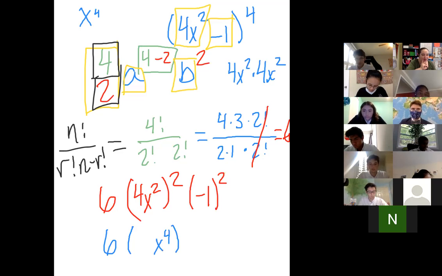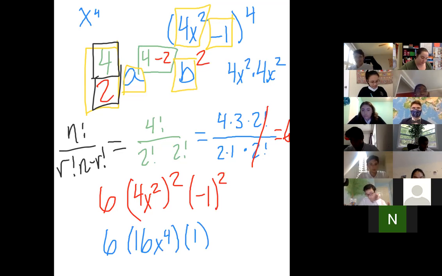Ooh, girl, multiply, not add. 16! It's so early. Wow. Okay. I've been making mistakes all morning. I'm not judging. Okay, and then -1 squared, +1. So obviously +1 is just multiplying by 1.